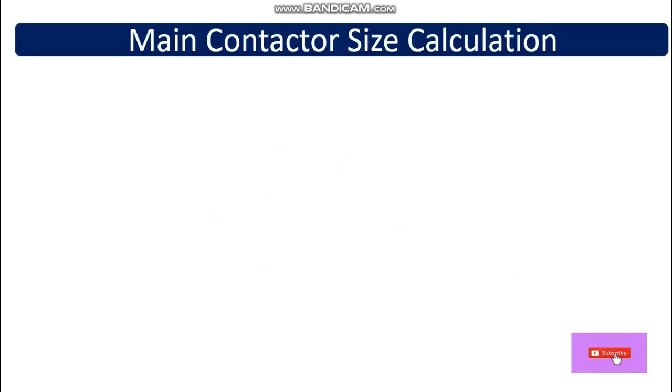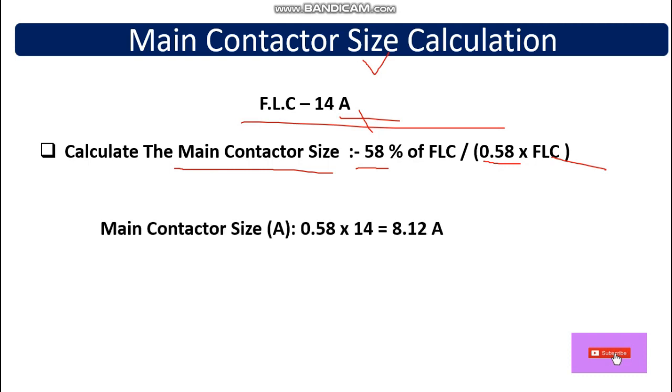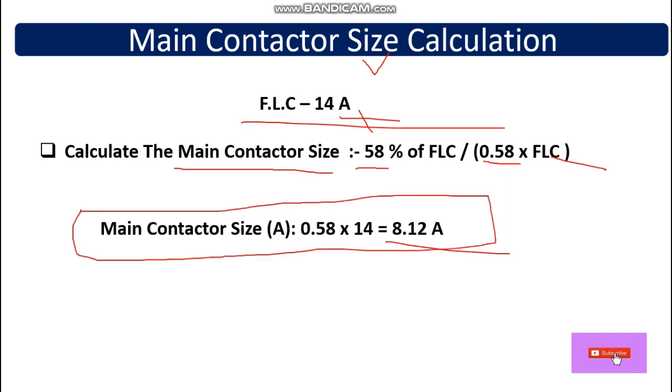So here let's calculate the main contactor size. So let's follow the steps. So FLC, full load current, is 14 ampere, and to calculate the main contactor size, we have to multiply, actually, this is the 58% of this FLC. So we can multiply with this directly. 0.58 into 14 is equal to 8.12 ampere. So this is the calculated main contactor size as per calculation, this value.